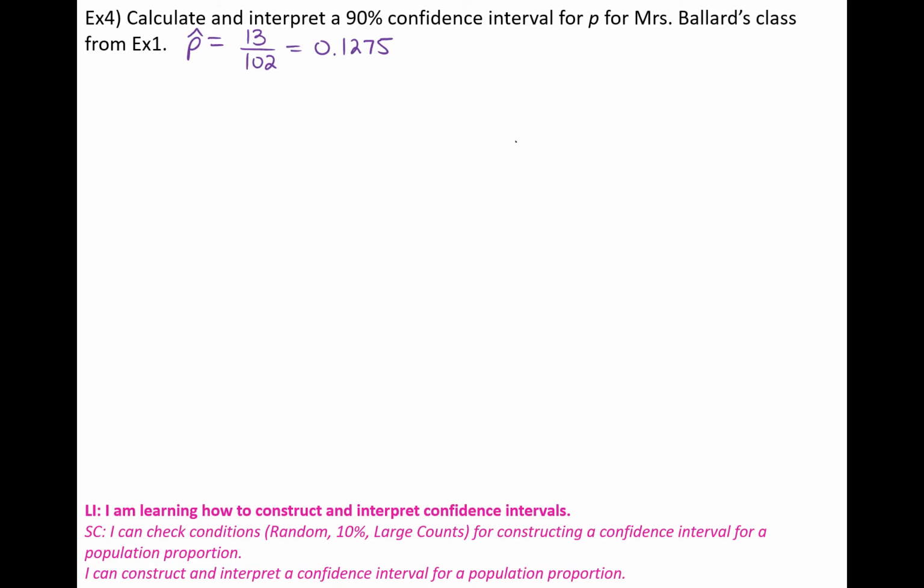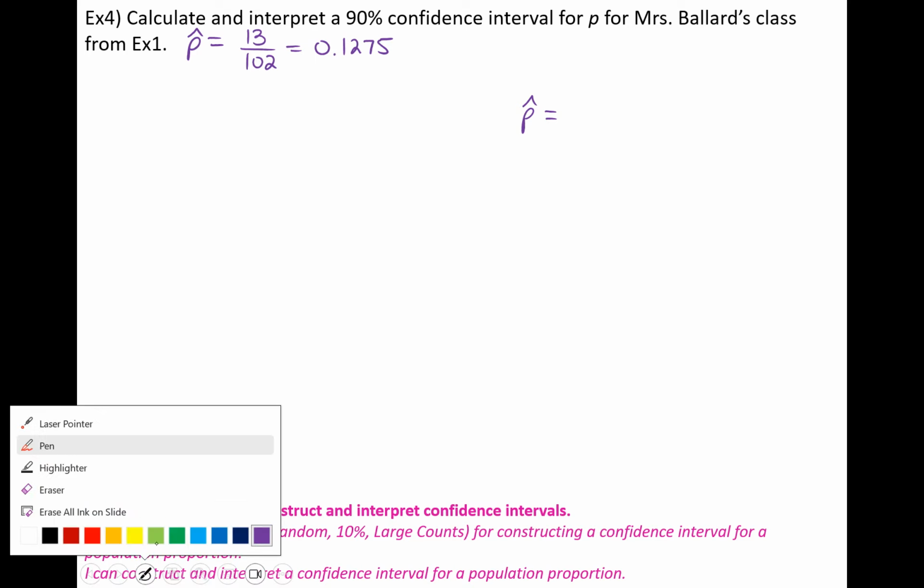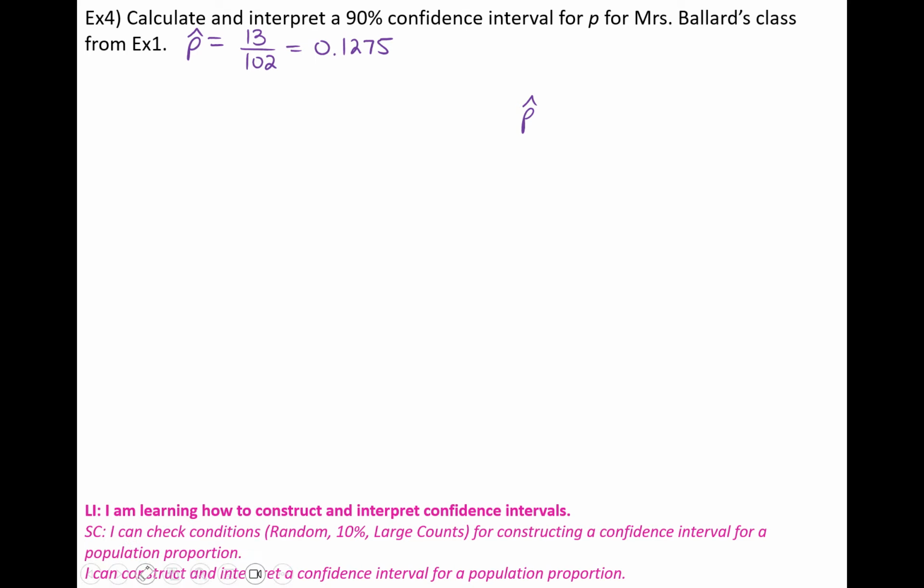It's going to be p hat plus or minus. So we have the point estimator, which is our proportion, plus or minus the z critical value times the square root, which this part right here is our standard error or standard deviation of p hat, of p hat times 1 minus p hat all over n. Fantastic. So the p hat we know, the n we know, the only thing we don't know is the z critical value.